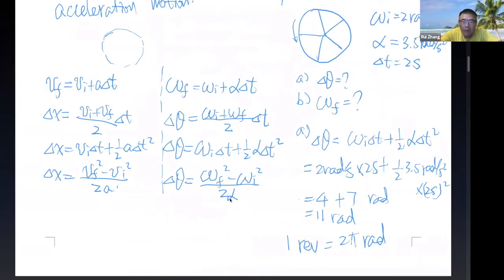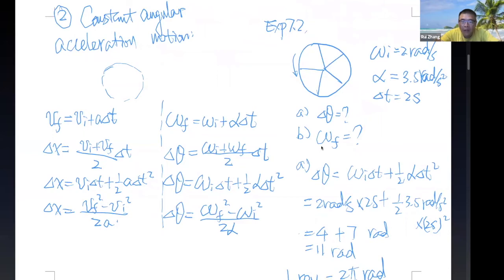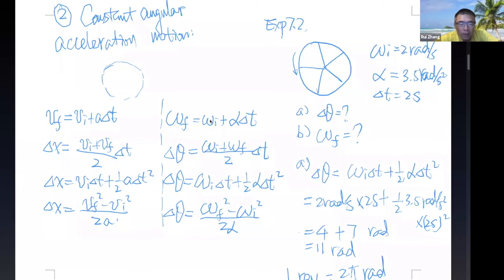Now let's do the second part. In the second part, we need to find the final angular velocity. So which formula do you think is the best to do that? The first one. Yes, you can definitely use the first one. Actually, since we know delta theta now, all of these work because there's only one unknown in each. This one is not working, sorry, because there's no omega f, but this one works as well. But the first one is simplest to use, so let's use it.